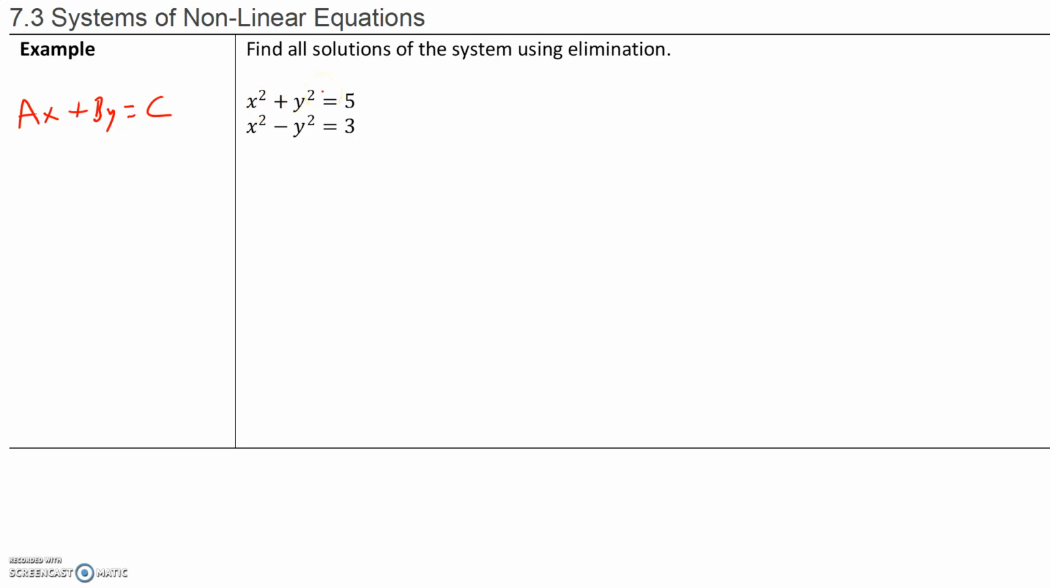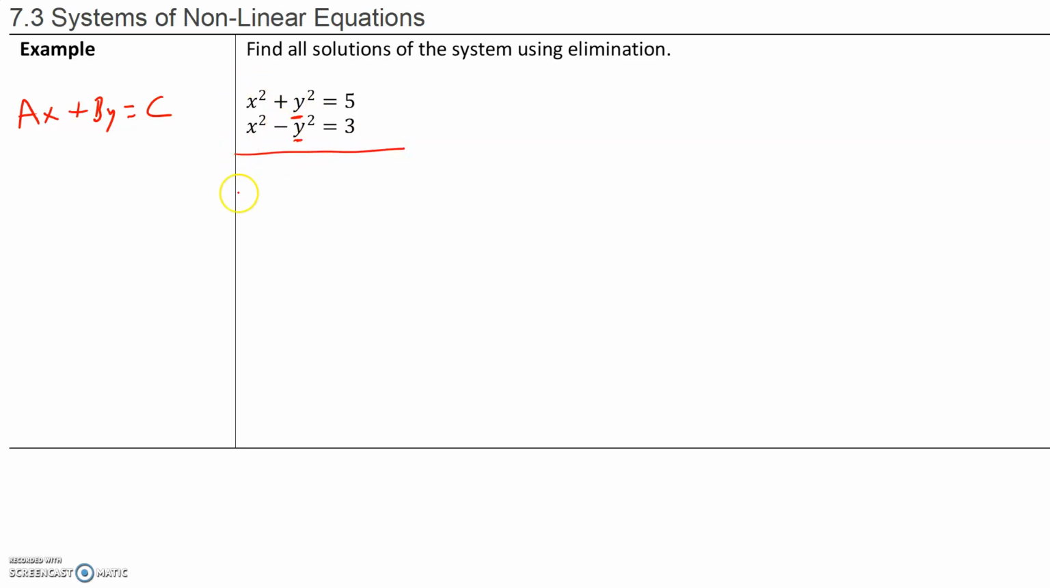Okay, so first one, it says, find all the solutions of the system using elimination. So for elimination, we have to choose a variable. And this time I'm going to choose the y's because it's going to be a little bit easier. The reason I choose the y's is because we already have one positive and one negative, and the coefficient is the same. You have a positive one and a negative one.